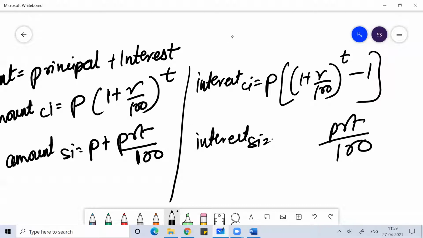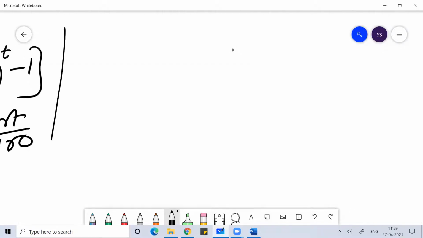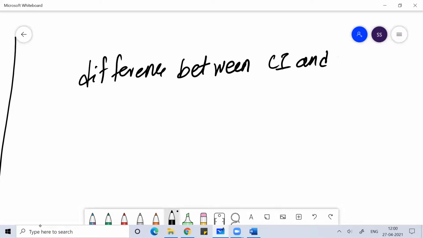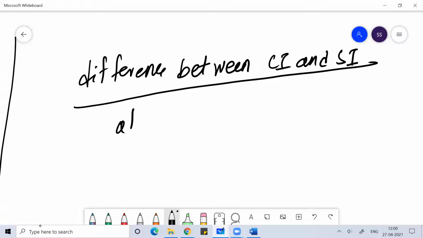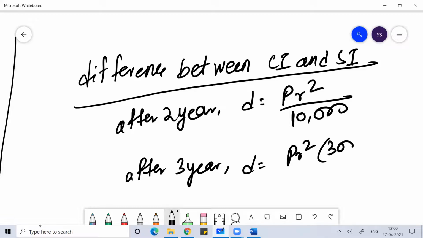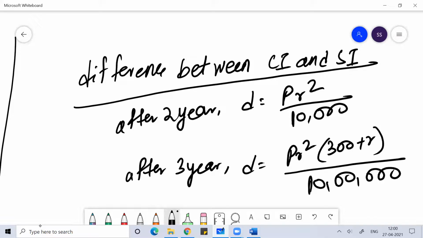You should be in a position that you should never forget these formulas. Whenever we talk about the difference between compound interest and simple interest, remember the formula: after 2 years, the difference is PR square by 10,000, and the difference after 3 years is PR square into (300 plus R) divided by 10 lakh. Remember this formula.